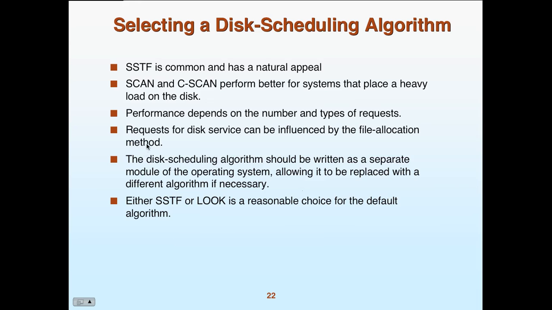As I mentioned before, contiguous file allocation is not so efficient, however, it minimizes the expense of the scheduling algorithm for the disk. So if we know where the blocks are, we don't have to go all over the disk for them, they're right here. So the disk scheduling algorithm should be written as a separate module of the operating system, allowing it to be replaced with different algorithms as necessary. So either the shortest seek time first or the look is a reasonable choice for a default algorithm for implementation.